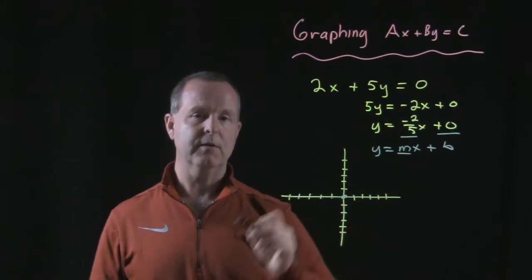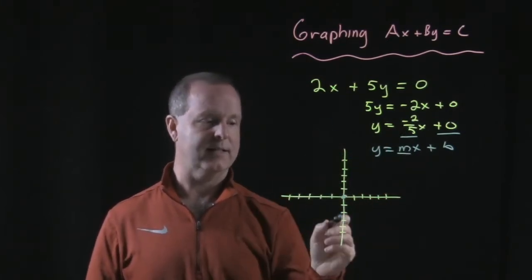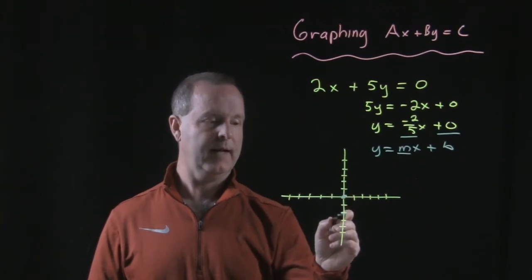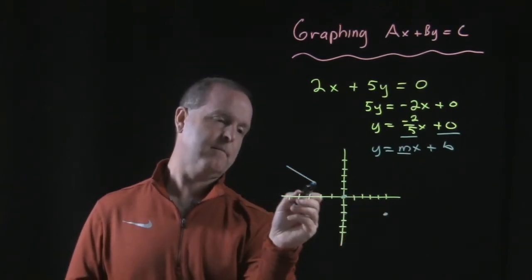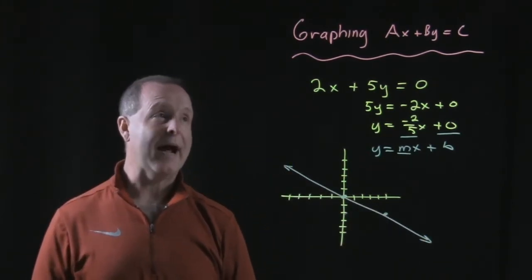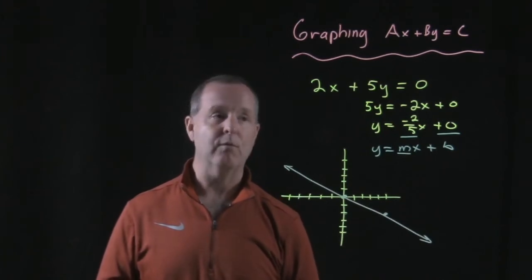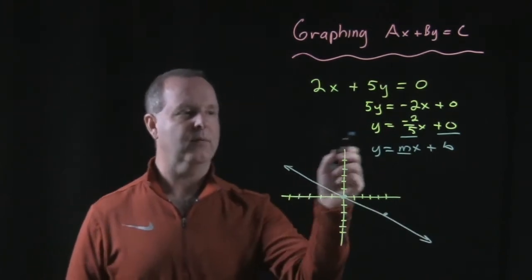So the -2 tells me my rise. In this particular case, my rise is down 2 and then over 5. And there's the graph of 2x plus 5y equals 0. It is also worth mentioning at this point.